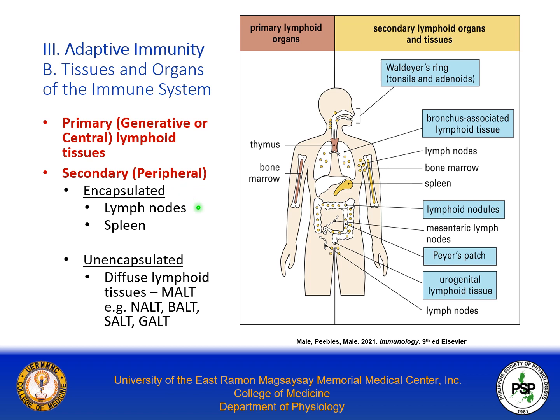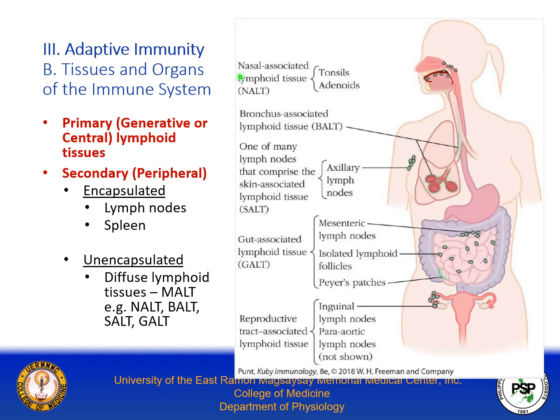The secondary or peripheral organs include these lymph nodes and spleen. They are encapsulated, and we also have unencapsulated secondary lymphoid organs, and these are divided into NALT, or your nasal associated lymphoid tissue in the tonsils and adenoids.